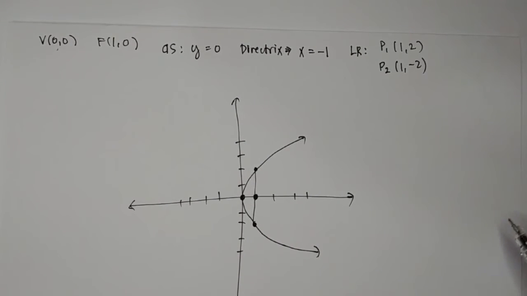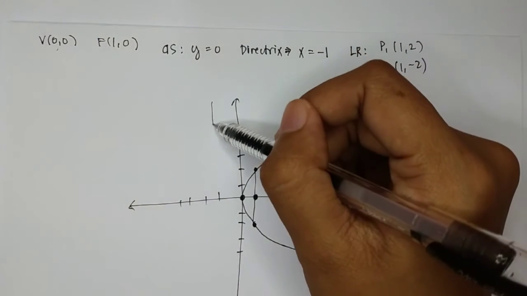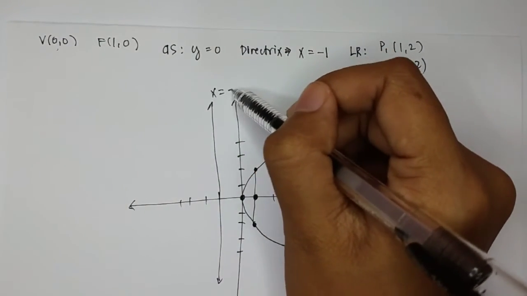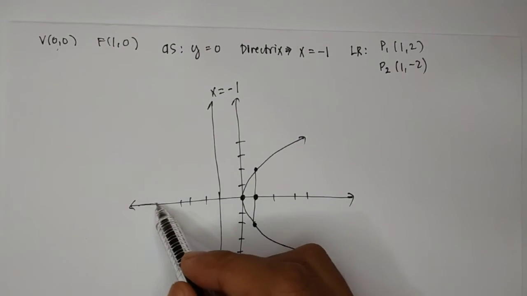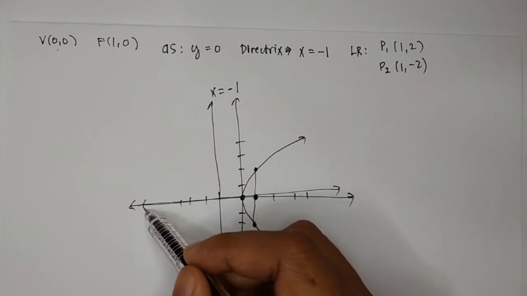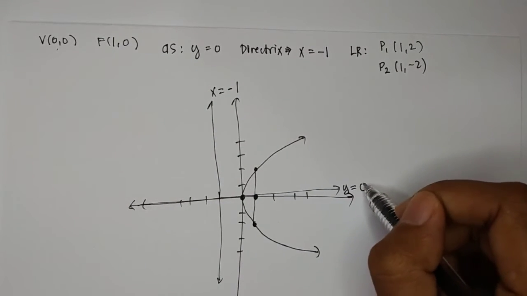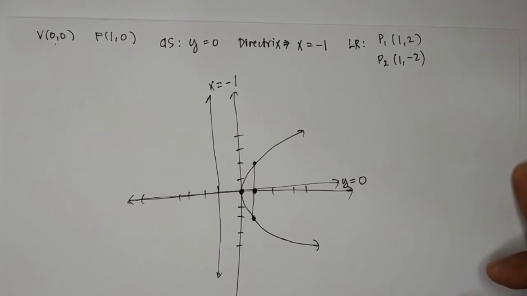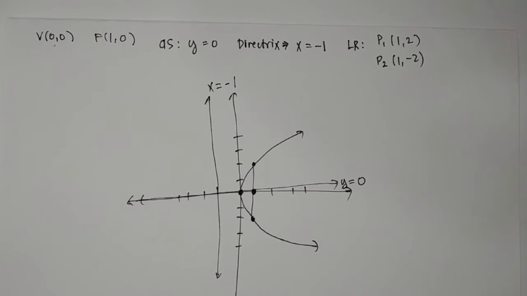So, directrix natin is x equals negative 1. So, dito yung negative 1 natin. Ito yung x is equals to negative 1. And ito yung magiging, okay, y is equal to 0. Yan yung axis of symmetry natin. Okay, so ganyan tayo nag-graph ng ating mga given points natin.